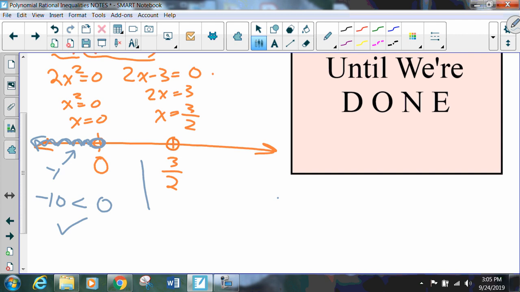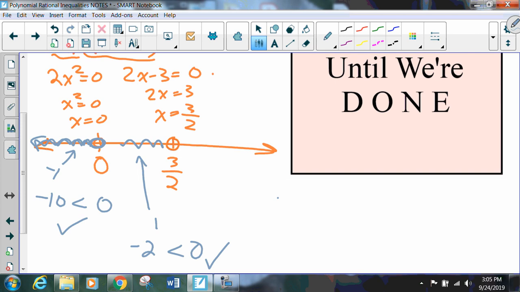All right, we're going to check the values between 0 and 3/2, and all we have to do is choose one number and test it. A good number between 0 and 3/2 is 1. When I plug 1 in, I get -2. Is -2 less than 0? Why, yes, it is. Congratulations.